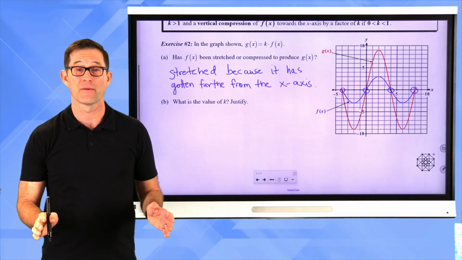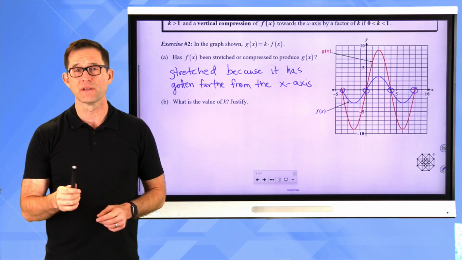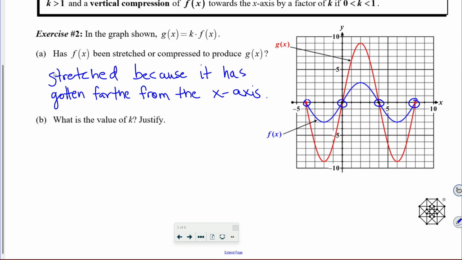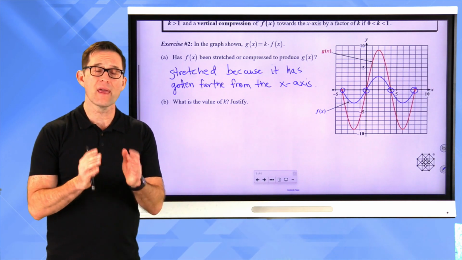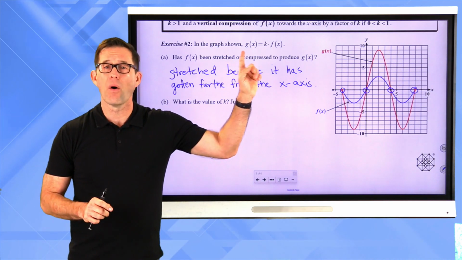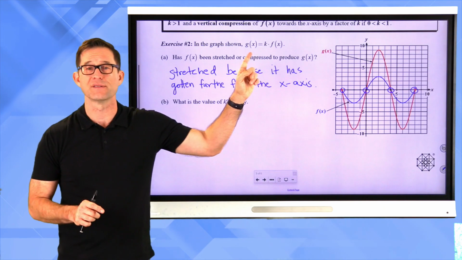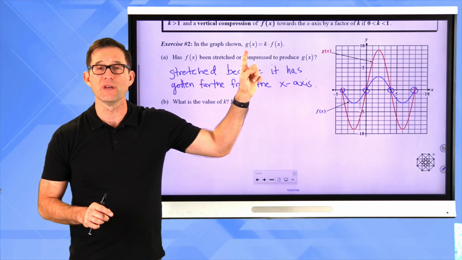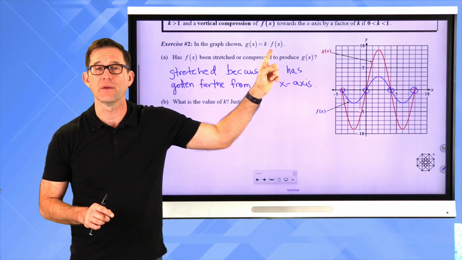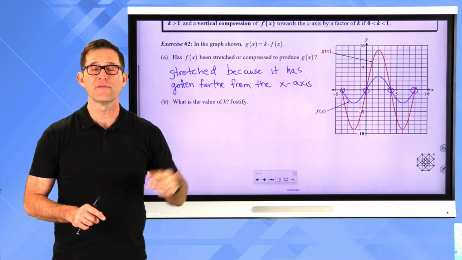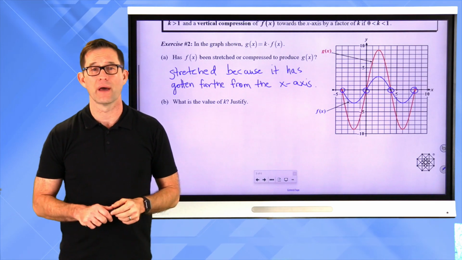They didn't go anywhere. Now, the second part of this, letter B, what is the value of k? Justify. Well, I want you to see if you can figure this out. And again, I'd like to point out that all this equation really says is that the y values on g are equal to k times the corresponding y values on f. Pause the video now and see if you can figure it out.